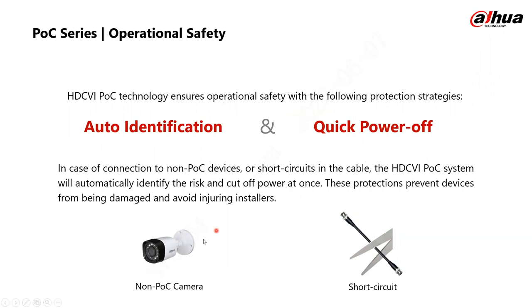Since it only supports POC-enabled cameras, in the event that you're not aware that it's not a POC-enabled camera and you connect it to the XVR, the device quickly identifies that it is not a POC-enabled camera and cuts off power to the channel connected to it. At the same time, that will protect against damaging the device and protect against the short circuit that could end up injuring the installers, or the person doing the installation at that scene.